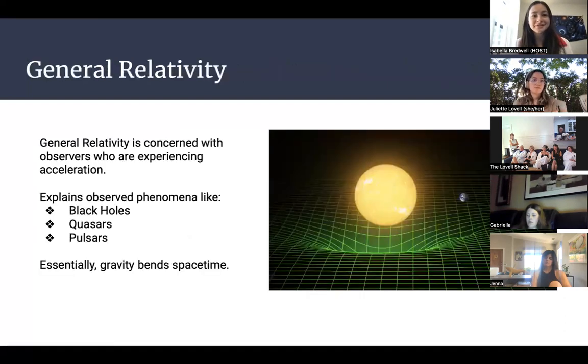But yeah, so general relativity, this is just a short little explanation of it. It has to do with observers who are experiencing acceleration. It's the basis for explaining everything like black holes, quasars, pulsars. Essentially, like in this picture, something with a huge gravity bends the space-time curvature around it.